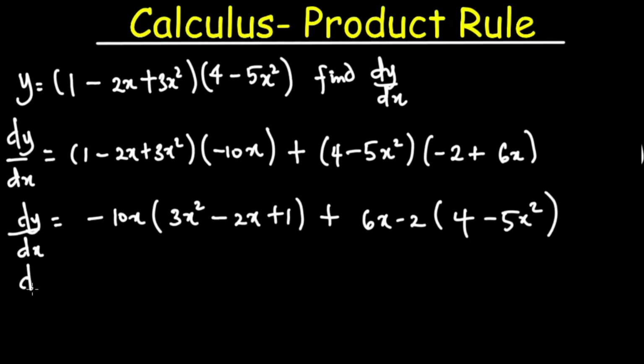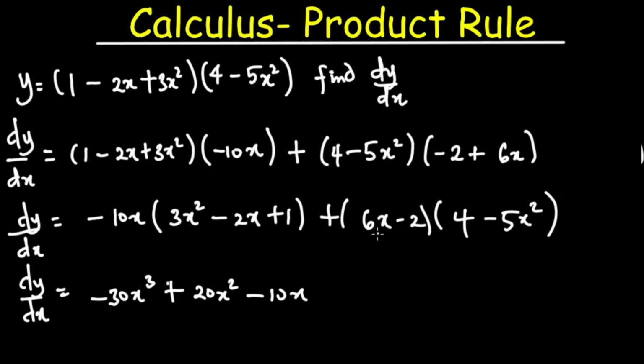So from here I can say that dy/dx is equal to minus 10x multiplied by 3x squared is minus 30x cubed, minus 10x multiplied by minus 2x plus 20x squared, minus 10x. You can expand this, 6x times 4, that would be 24x, minus 30x cubed, minus 8 plus 10x squared.